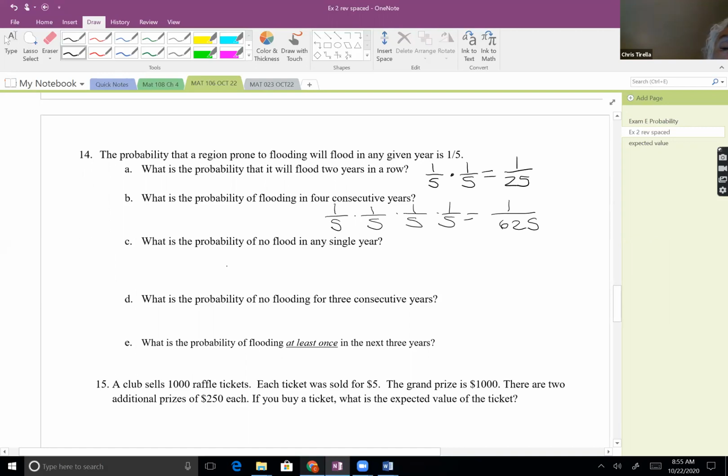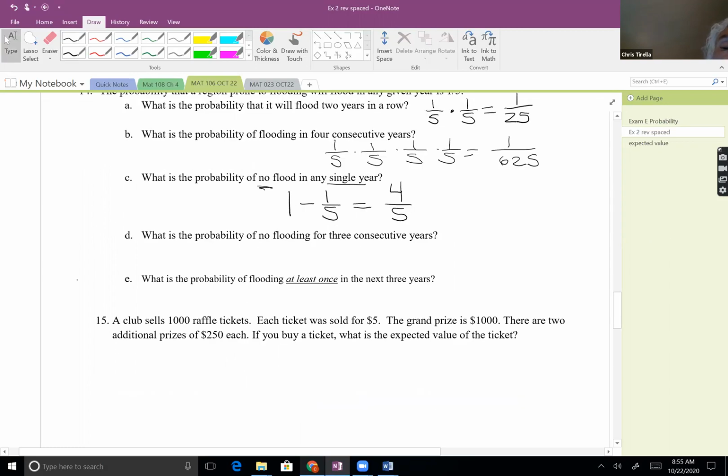The probability of no flood in 1 year. When I see that word no, I need to subtract it from 1. So no flood for 3 years would be that number times itself 3 times. Or some of you might prefer to do the 4/5 to the 3rd. Either way will give me 64 over 125.